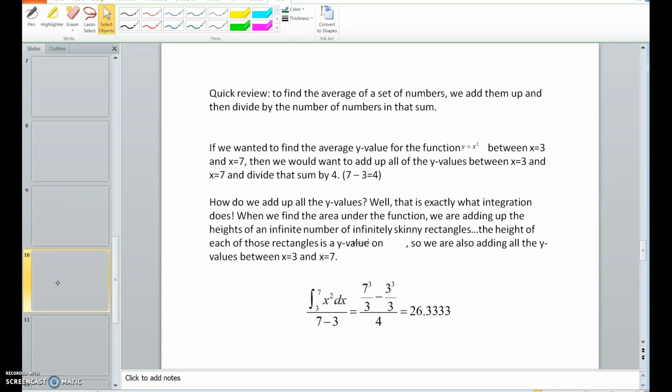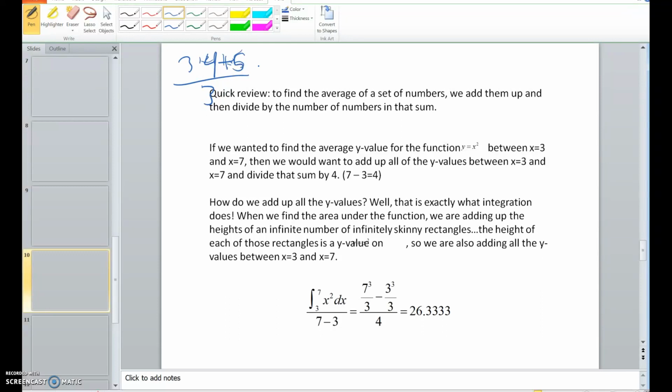All right. So just a quick review about how averages work. If we want to find the average of a set of numbers, we add up all the numbers and then divide by however many numbers there were. So if I want to average the numbers 3, 4, 5, I do 3 plus 4 plus 5, and then I divide by 3. Handwriting's terrible.